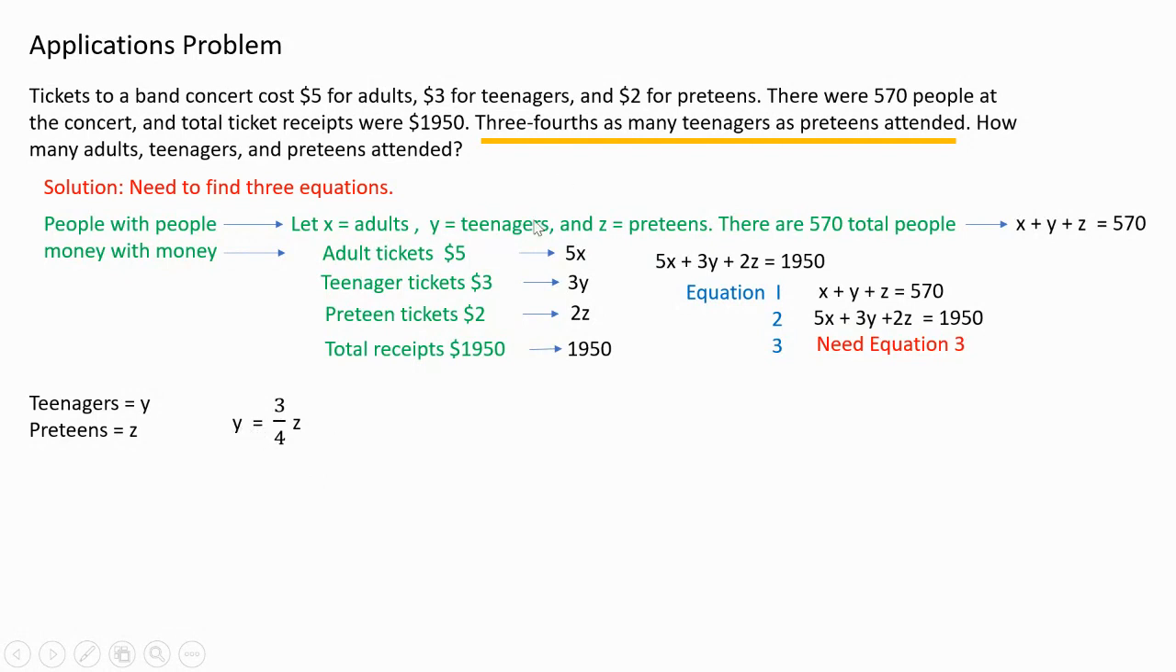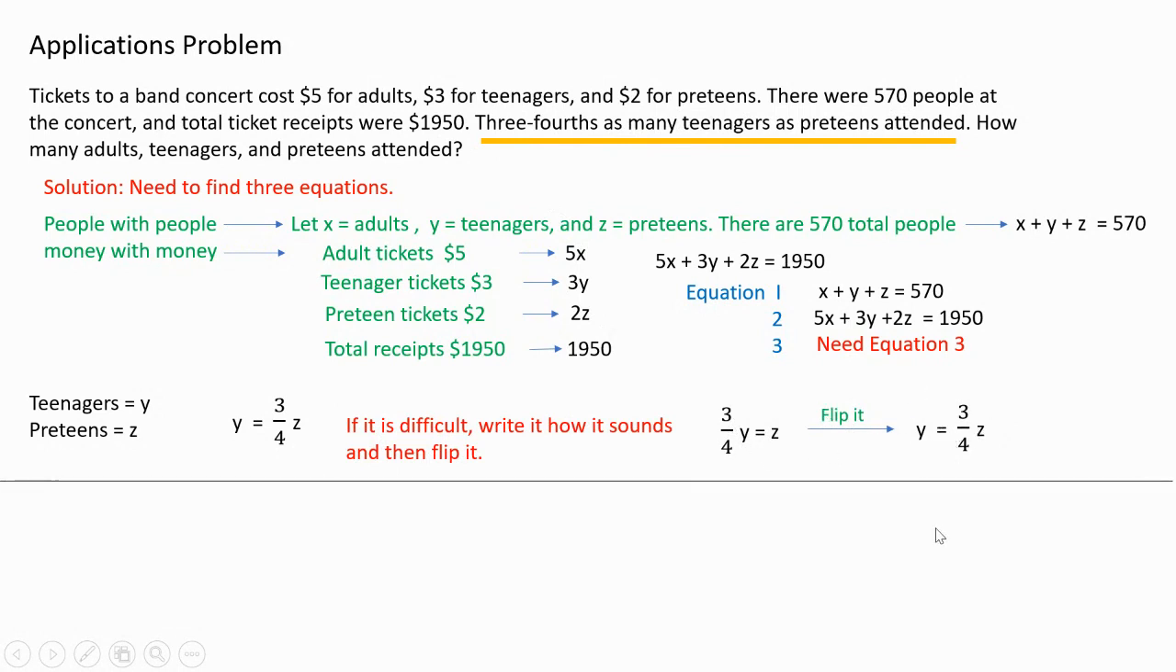I mean, why is it like that? Because it sounds like 3/4 y, because y are teenagers, equals z. So you know what? Just set it up that way. If it's difficult, write it how it sounds and then flip it. What does it mean by flip it? Here's an example. It sounds like this: 3/4 as many teenagers. Teenager is y, so 3/4 y equals preteens, equals z. Now just send the 3/4 over here. You flip it. Maybe that's a wrong word to say, but what I mean is just send the 3/4 to the other side, and that's my setup.